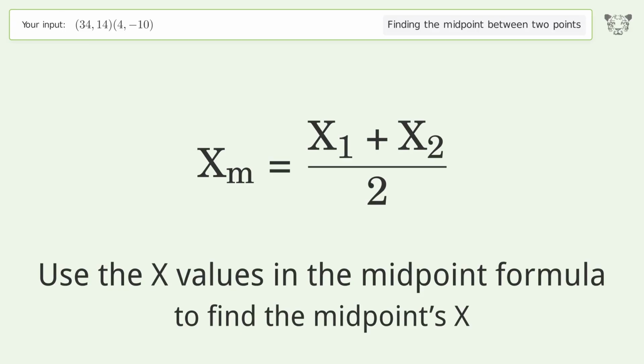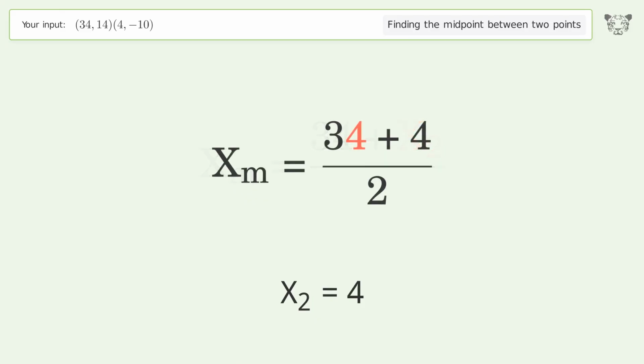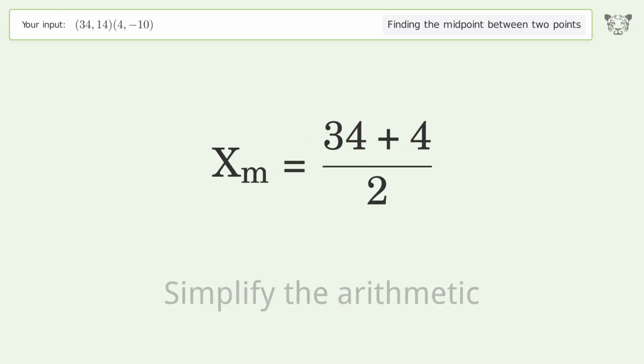Use the x values in the midpoint formula to find the midpoint's x. x1 equals 34. x2 equals 4. Simplify the arithmetic.